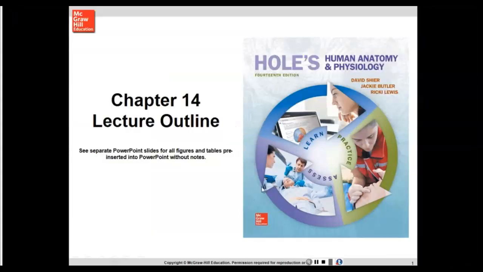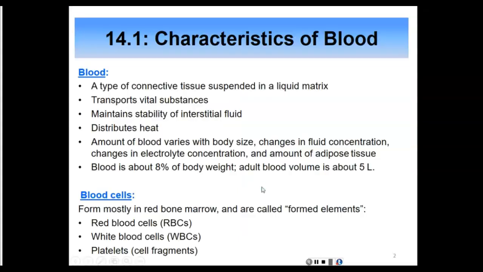Okay, this is chapter 14. We're going to be talking about blood in this chapter. So blood, as you remember, is a connective tissue that's suspended in a liquid matrix. It will do transportation of vital substances. It maintains the stability of your interstitial fluid, which is fluid in your tissues.